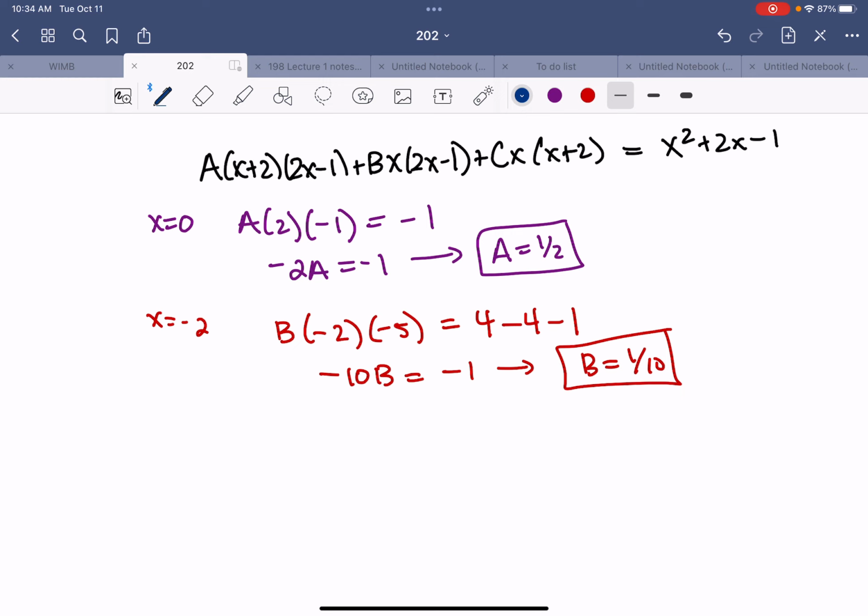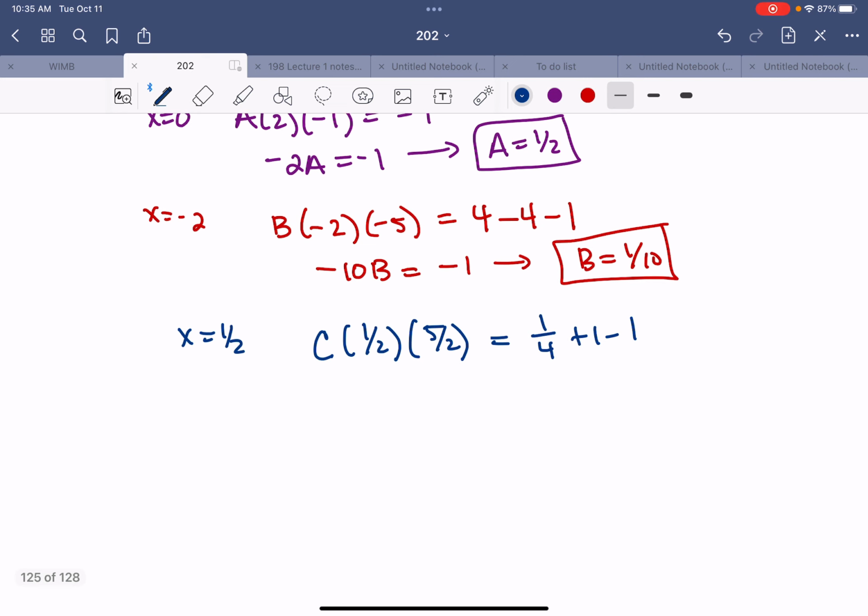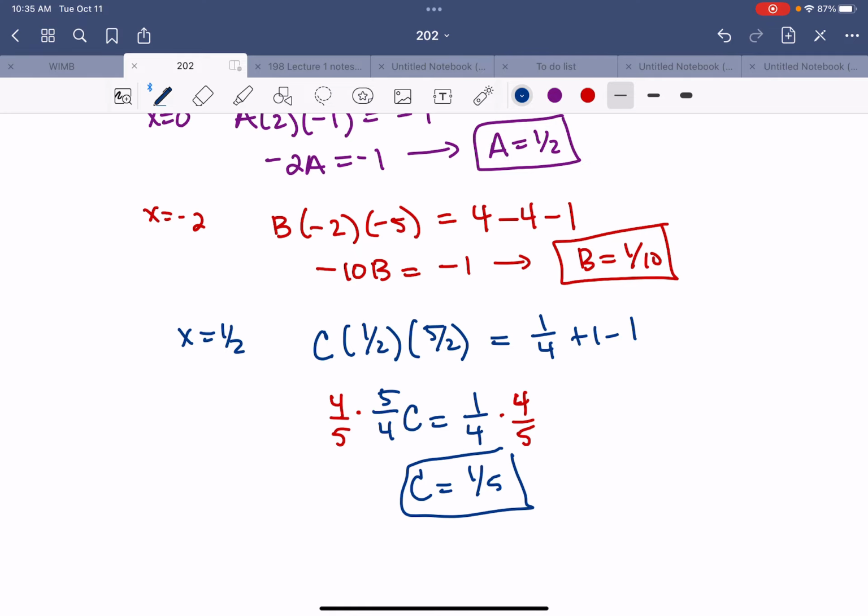And then lastly, I'm going to plug in x equals 1/2. And this one may be a little bit tricky, but we'll go with it. If I plug in 1/2, what happens is the a term and the b term drop out, and we get c times 1/2 times, let's see, 1/2 plus 4/2 is 5/2. And on the right, when you square it, it's 1/4 plus 1 minus 1. Okay, so not too bad. So this becomes 5/4 times c, and 1/4 over here. So if you multiply both sides by 4/5, you get c equals 1/5, which is exactly what I got before.